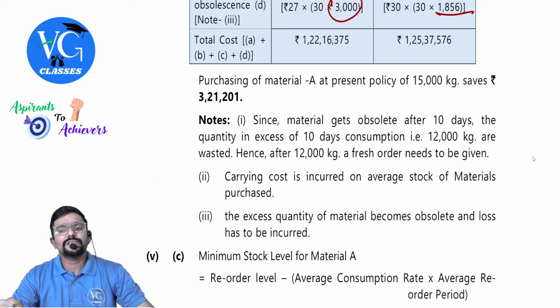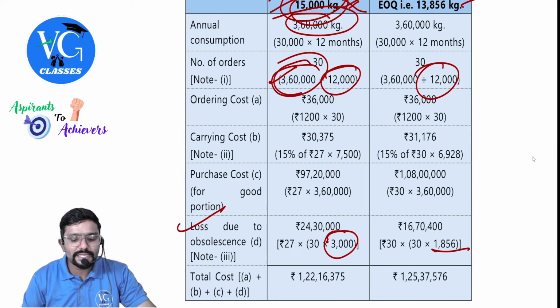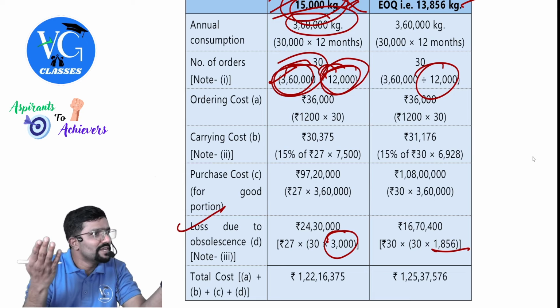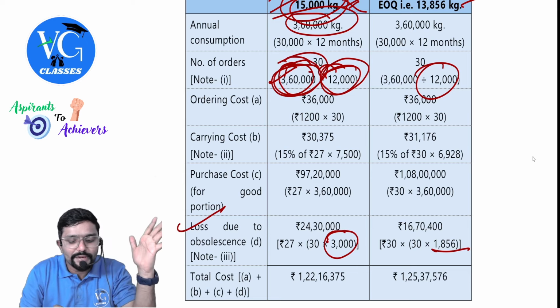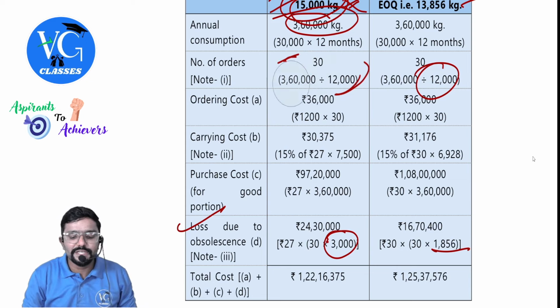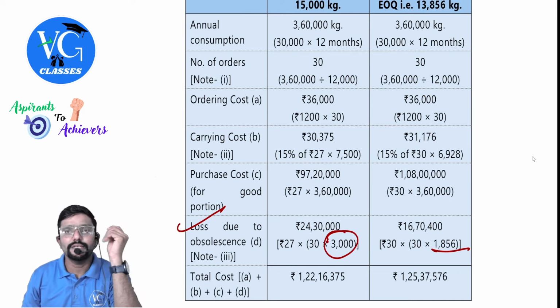Carrying cost is incurred on an average stock of materials purchased. Yes. The excess quantity of material becomes obsolete and loss has to be incurred. Okay, so hope you understood. Guys, if I want to get 3,60,000, which I will use, divided by 12,000, because 12,000 is what is effectively used irrespective of how much you order. Effective quantity totally required divided by, for each order, what is the effective quantity I will use? 12,000. So I divide and I got number of orders as 30.